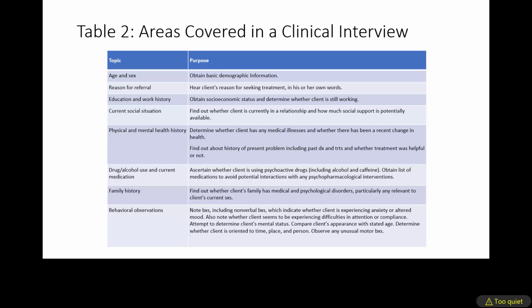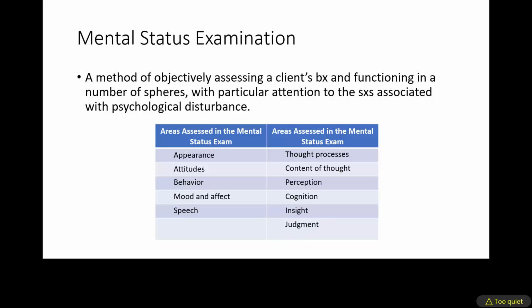I'd want to know things like, what is your current mental status? Do you know where you are right now? So there's a lot of different behavioral observations that we need to note as well. Go through and check a client's behavior and functioning in a number of these spheres. So these spheres are appearance, attitudes, behaviors, mood, affect, speech, thought process, content of thought, perception, cognition, insight, judgment. I'll talk about a few of them with you.